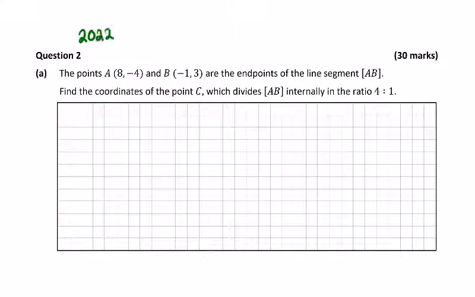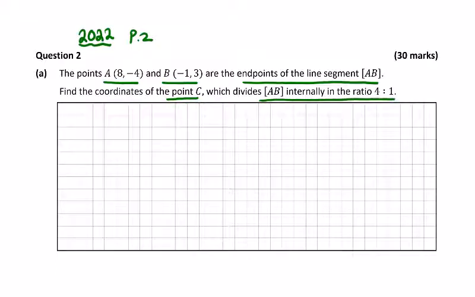2022, question 2, paper 2. The points A (8, -4) and B (-1, 3) are the end points of the line segment AB. Find the coordinates of C, which divides AB internally in the ratio 4:1.